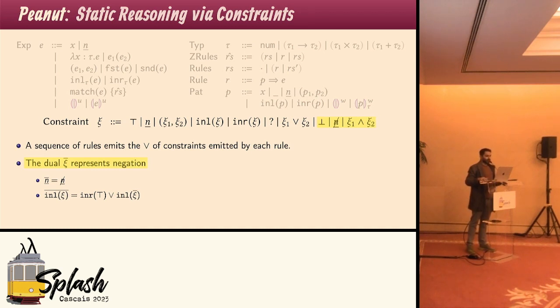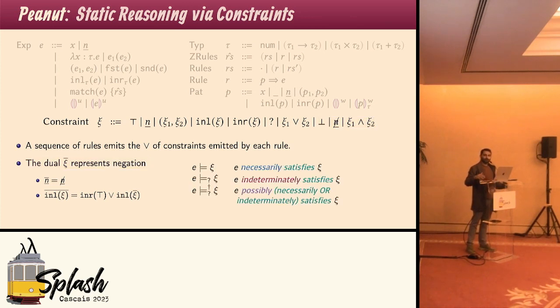So what do we do with constraints? Well, the most basic thing we can ask about a constraint is, does a given expression satisfy it? And again, we have these kind of ternary distinctions. So an expression could necessarily satisfy a constraint. It could indeterminately satisfy a constraint due to holes in either the constraint or the expression. And then the disjunction of those two we call possibly satisfying. So it's either necessarily or indeterminately satisfying. And we denote it with that question mark and the cross there.